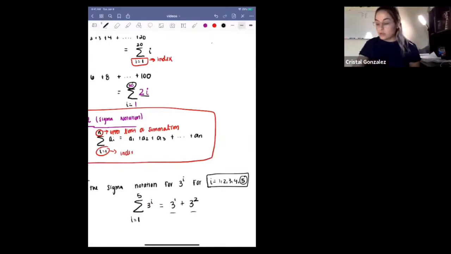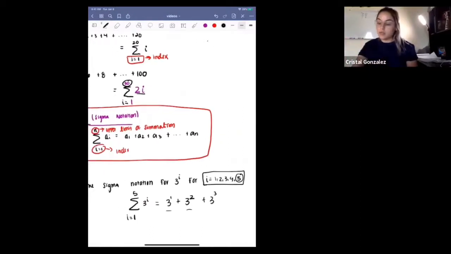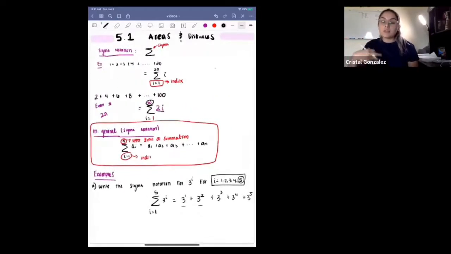And now I'm going to do 3 cubed, because that's the third one, plus 3 to the fourth, plus 3 to the fifth, and then there I stop. That's my last one. So basically, that's how summation notation works.